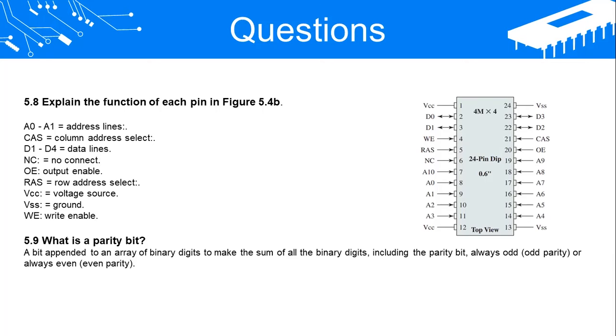The next question is, what is a parity bit? A bit appended to an array of binary digits to make the sum of all the binary digits, including the parity bit, always odd, which is odd parity, or always even, which is even parity. So it cannot be a combination of odd and even.